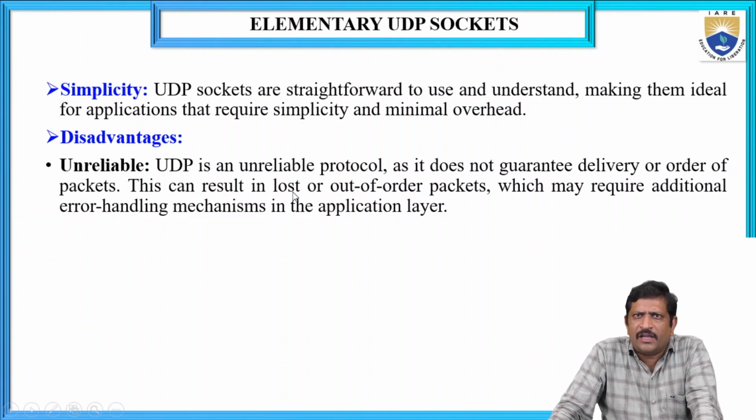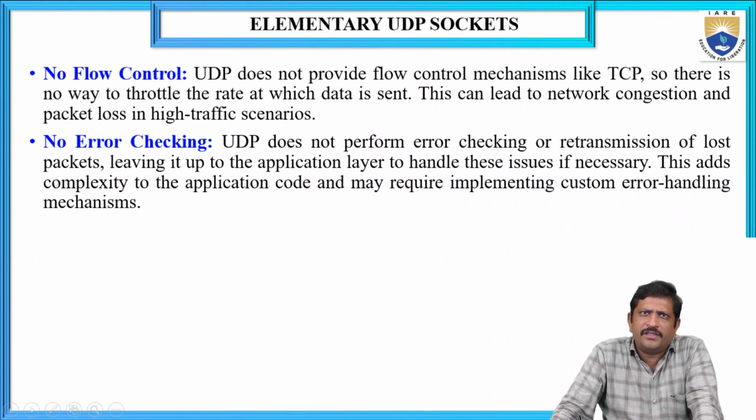This can result in lost or out-of-order packets, which may require an error handling mechanism in the application layer. So that's why we are saying it is unreliable. Here there is no flow control. There is no flow control between the devices. So this is a disadvantage. UDP doesn't provide a flow control mechanism like TCP.